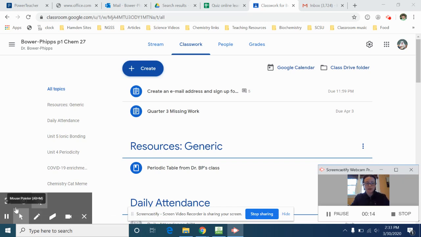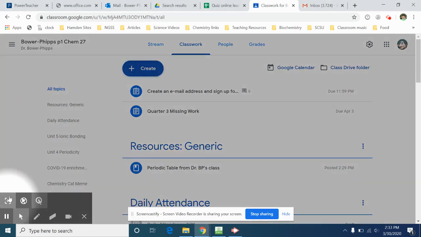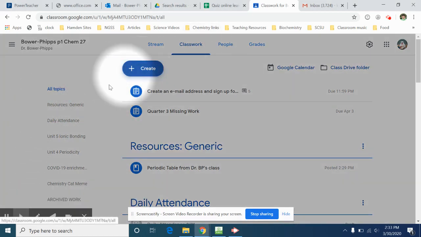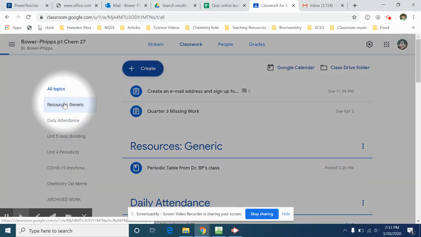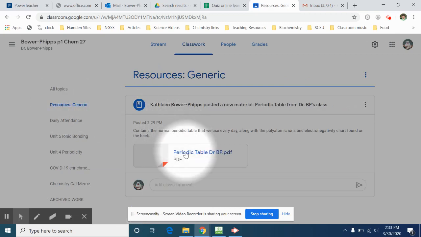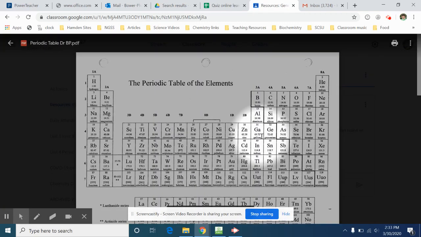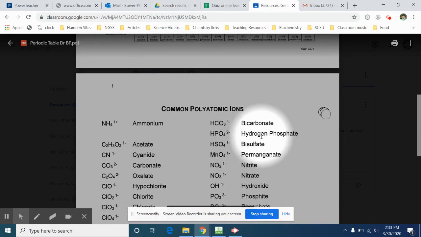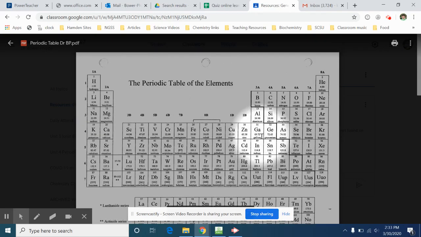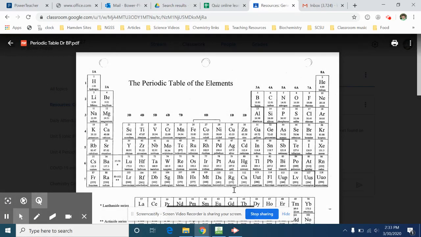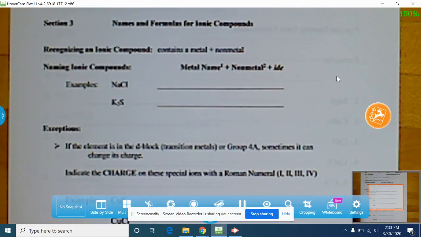Remember that we have this awesome periodic table resource that you can find from your classwork tab in the resources folder. There is a link to our periodic table that we use in class in case you don't have yours at home, so you have an electronic version that you can use. And what that means is that now I can go through and remind you of what we did.